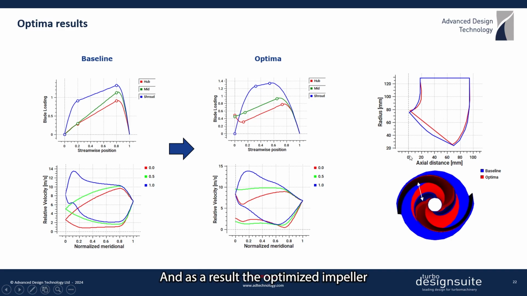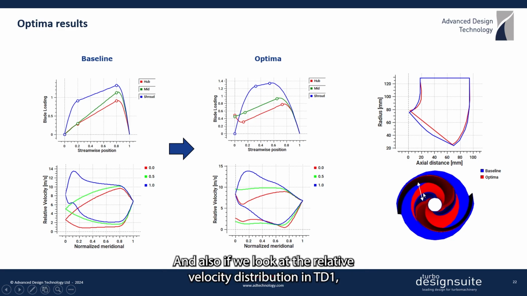And as a result, the optimized impeller is clearly looking very different from the baseline. And the increase in minimum channel distance is easily seen. And also, if we look at the relative velocity distribution in TD1, then it looks much smoother, especially on the shroud suction side.